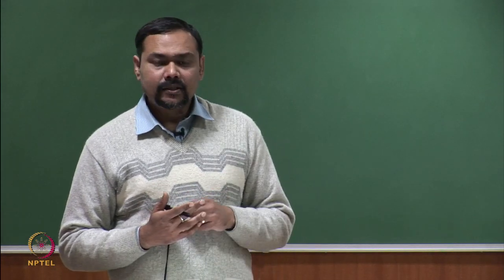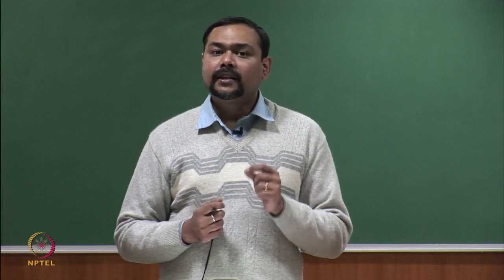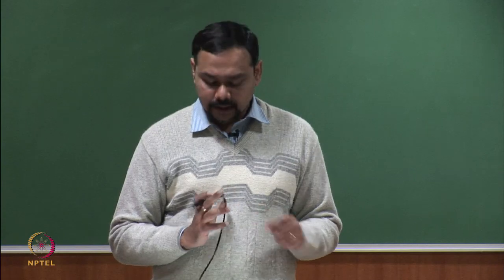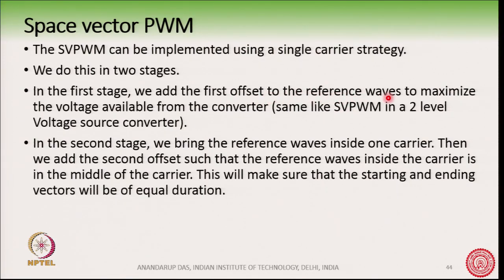So, in this case, in the first stage, we add the first offset to the reference waves to maximize the voltage available from the converter, which is the same as SV PWM in a 2-level voltage source converter, exactly similar to that. But what comes next is the second stage, where we bring the reference waves inside one carrier, and then we add the second offset. Okay. Now, what is the purpose of the second offset?